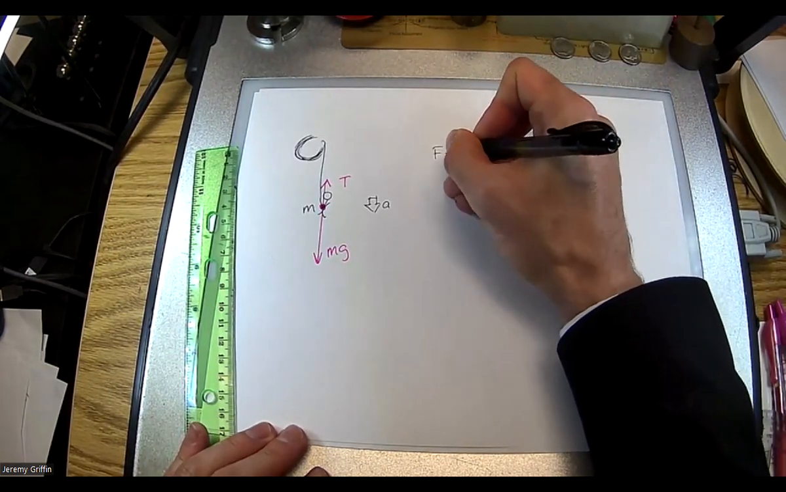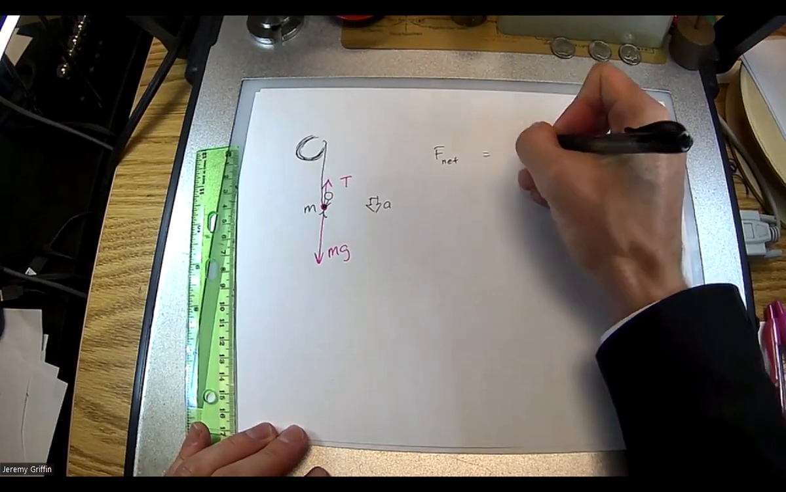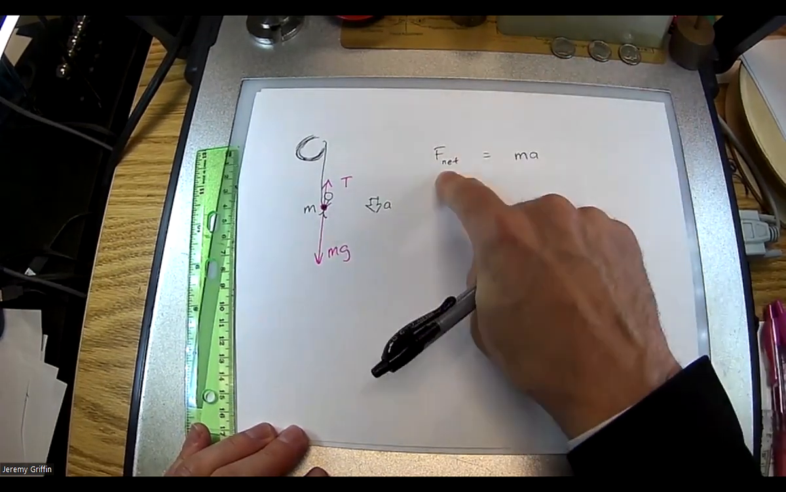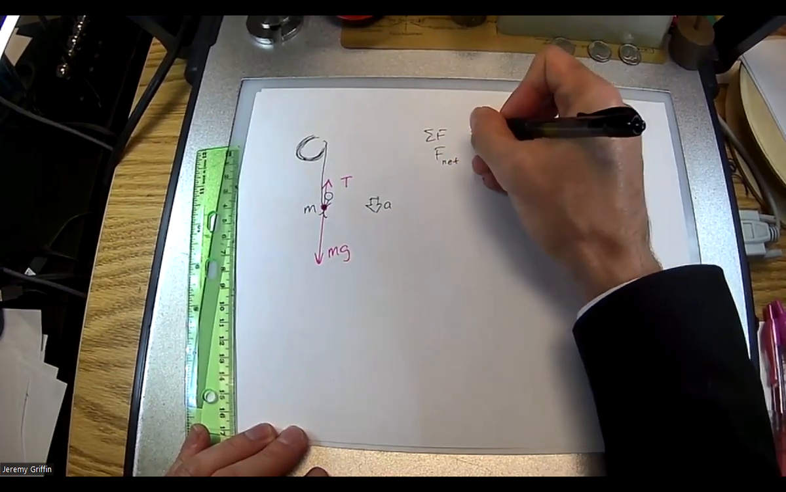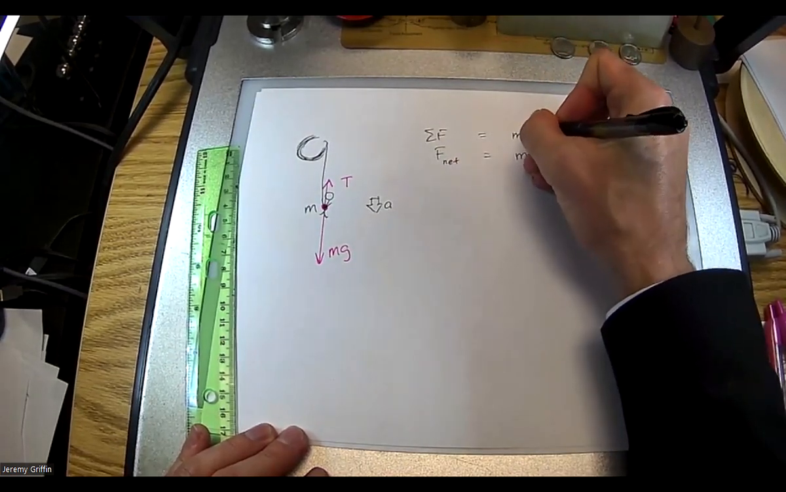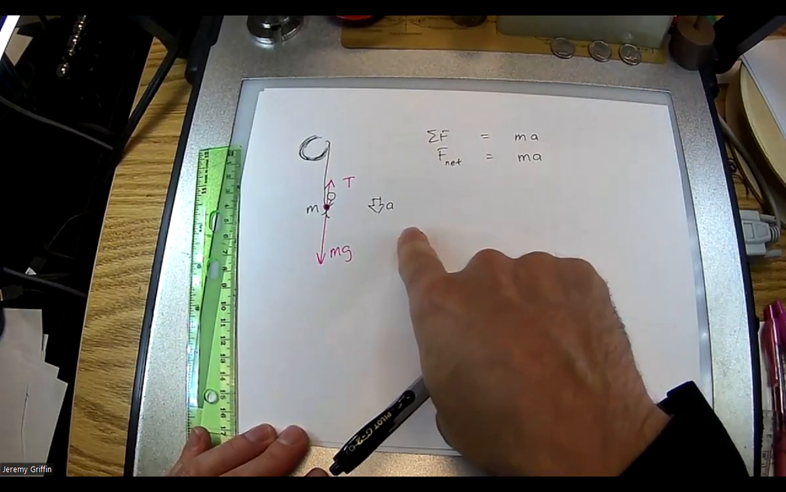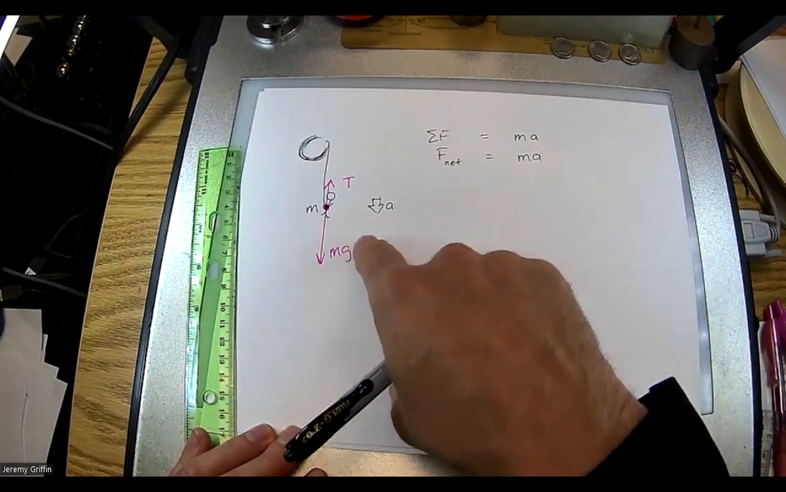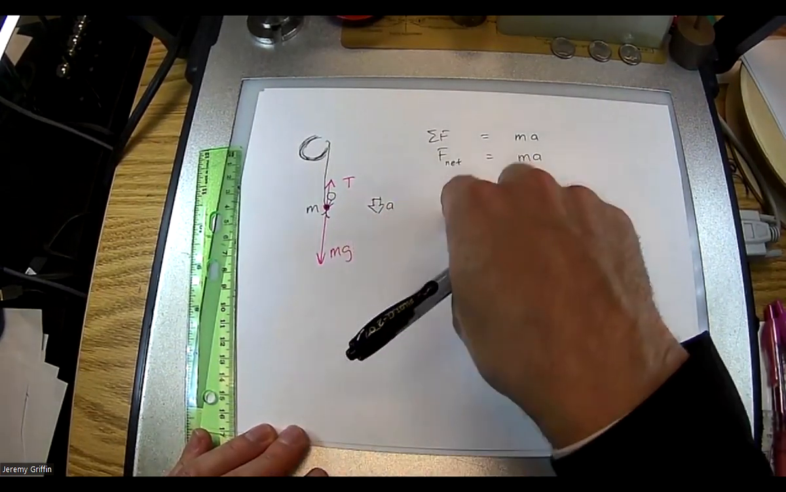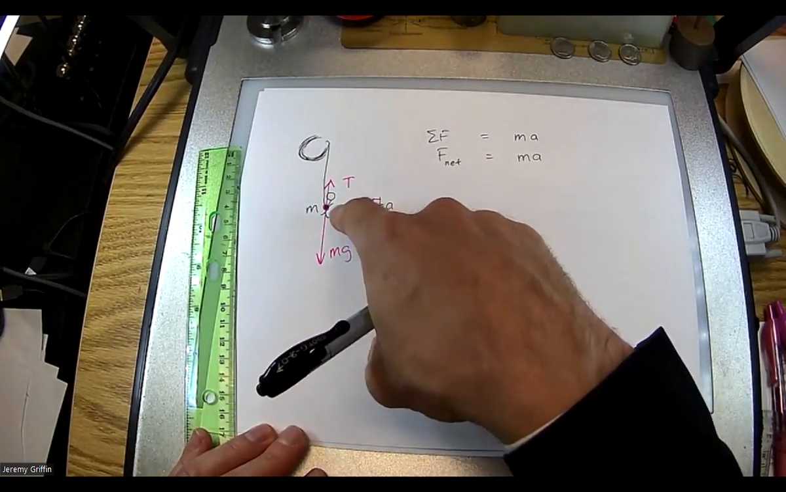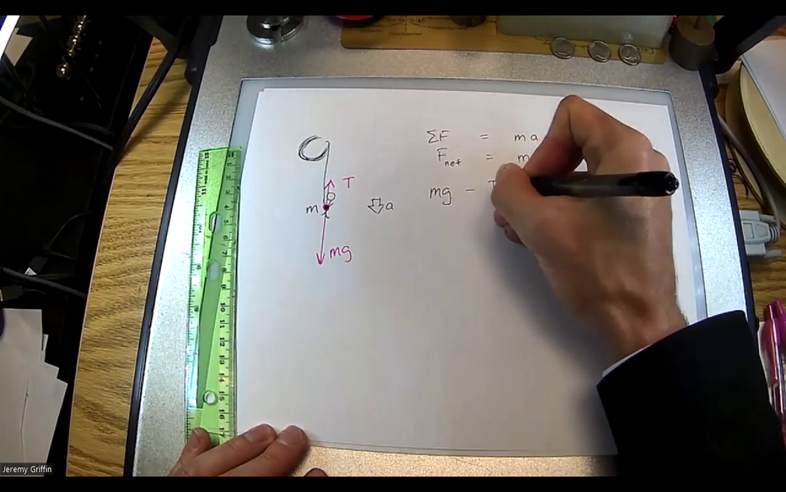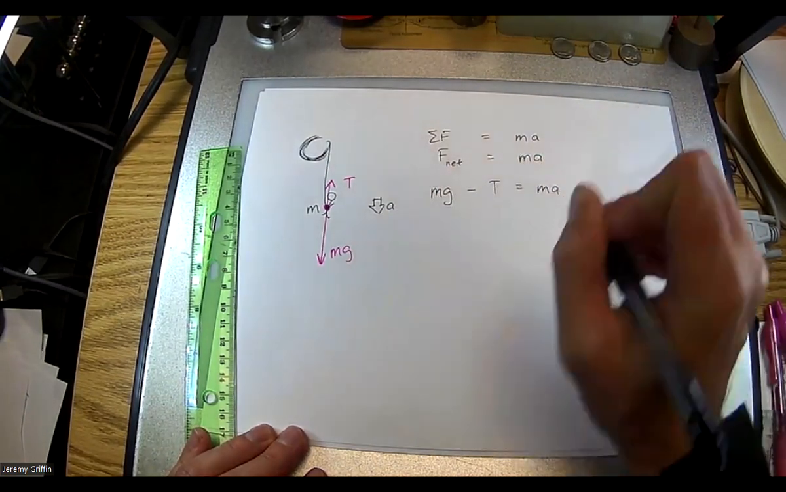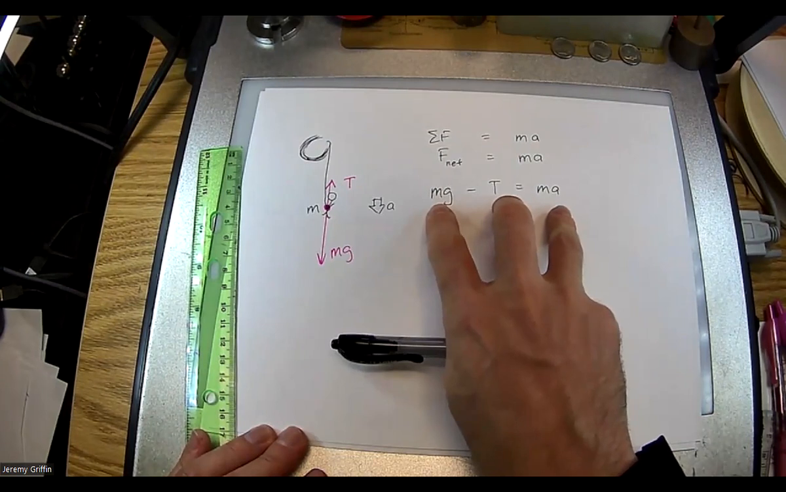Did you say Newton's second law of motion, net force equals mass times acceleration? Or you could call this the sum of forces if you want to. Sum of forces, net force, same thing. Then if I call down the positive direction, since he accelerates down, that'd be the weight down minus the tension up results in mass times acceleration. There you go. There's a relationship right there.